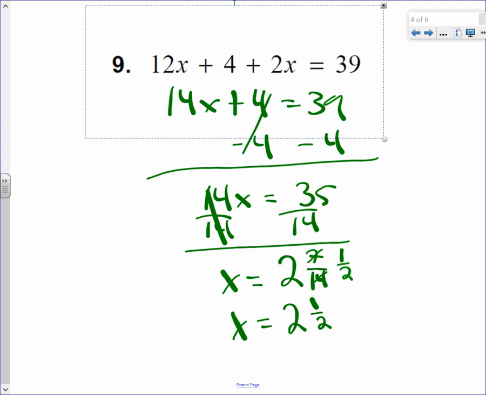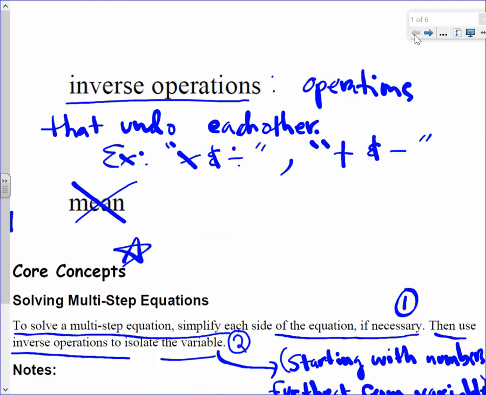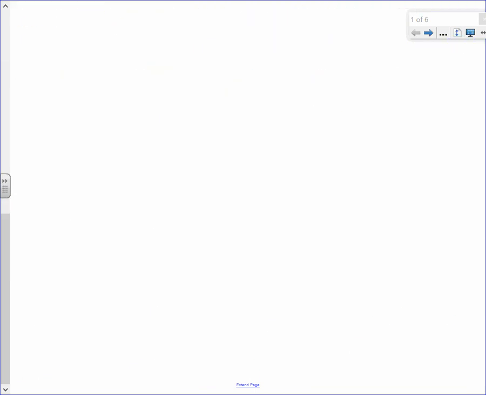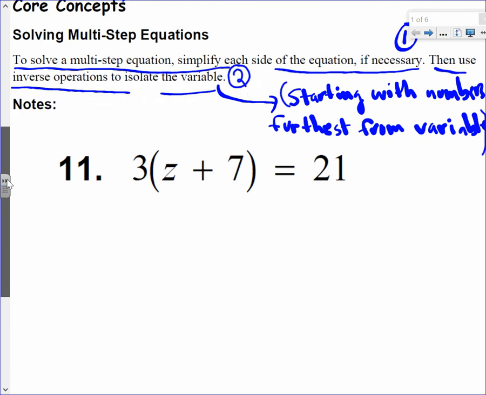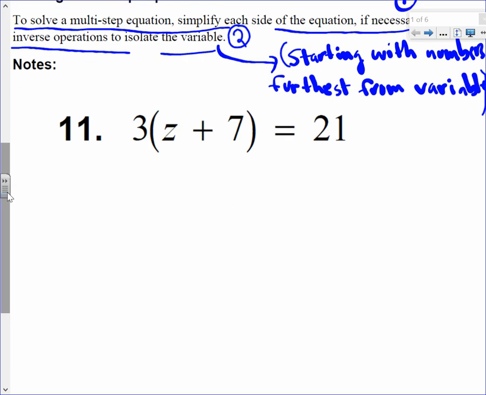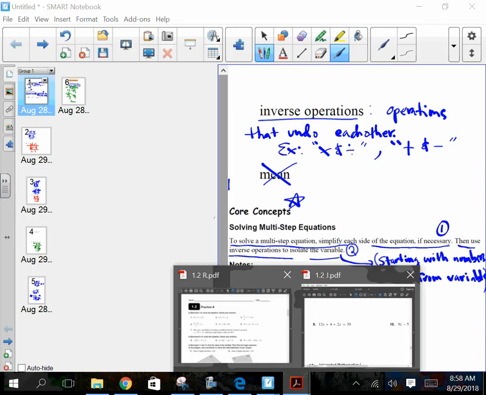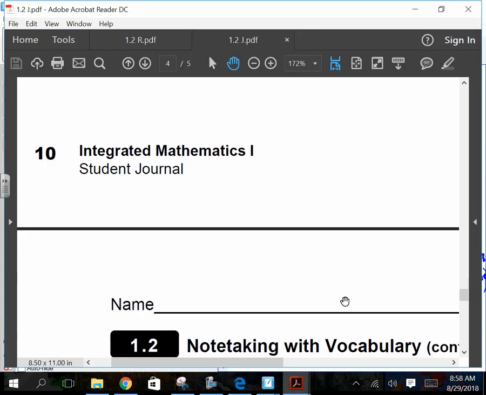Go to the front side really quick, on the notes. Right here, that little note section. Where it says notes, go to the front side there. I'm going to do one more nasty one that has the distributive property. And we're done.